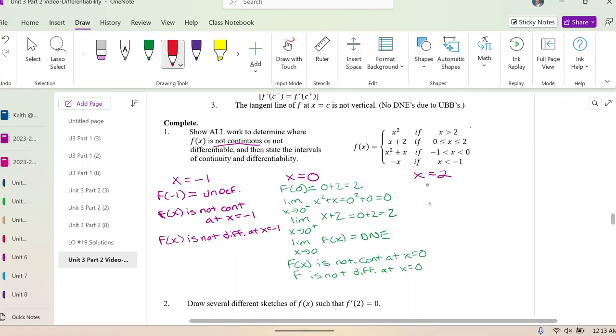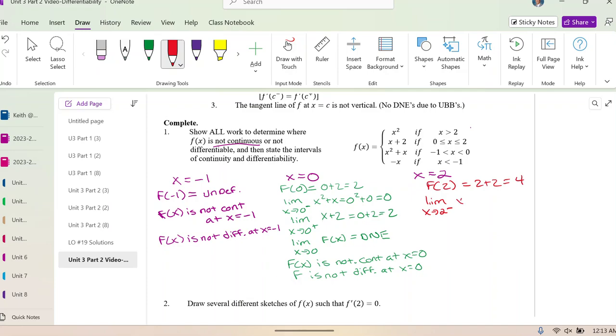So at 2, let's find f of 2. So f of 2 is 2 plus 2, which is 4. The limit as x approaches 2 from the left is right here. That would be x plus 2. So that's 2 plus 2, which is 4. The limit as x approaches 2 from the right. So from the right is when it's greater than. So that's x squared. 2 squared is 4 as well. So that means the limit as x approaches 2 of the function is 4.